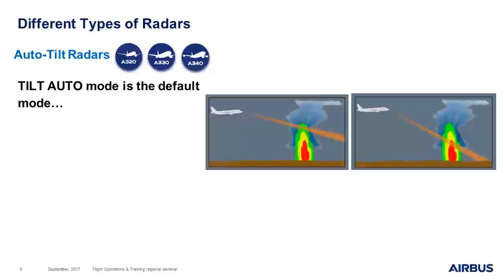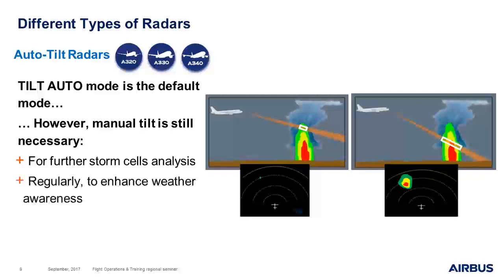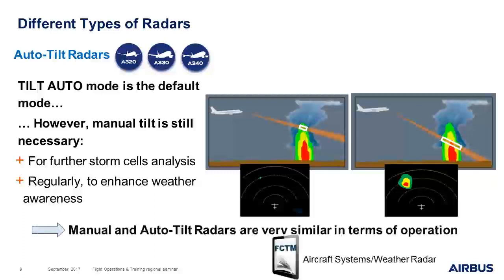With auto-tilt radars, the tilt auto mode is the default mode. However, manual tilt is still necessary for further storm cell analysis and also regularly to enhance weather awareness. We can say that manual and auto-tilt radars are very similar in terms of operation, even if auto-tilts provide the possibility to have a default value that is very useful.